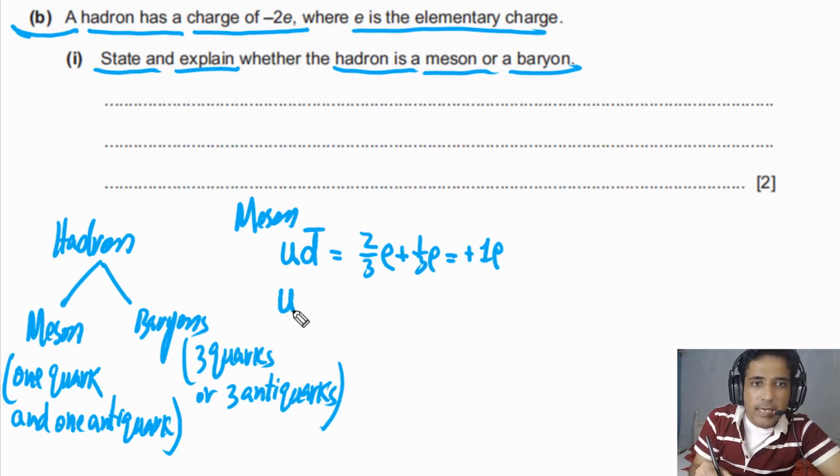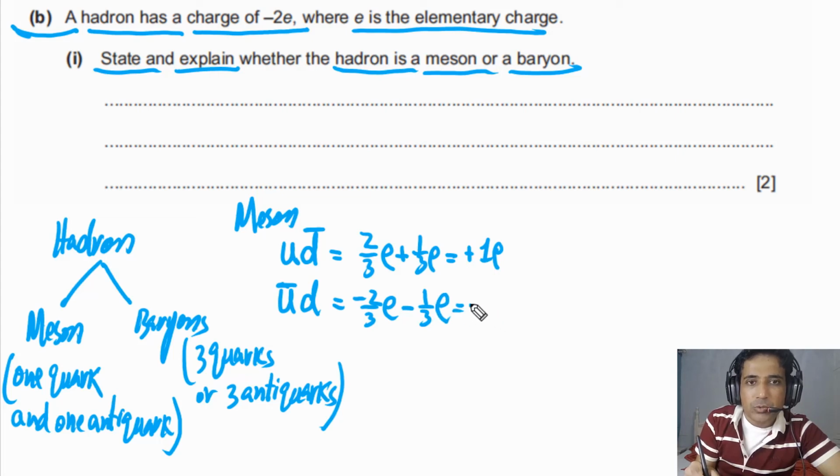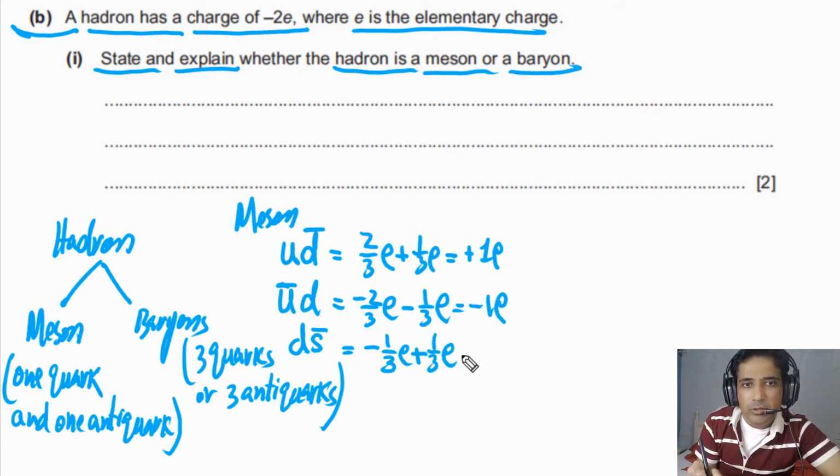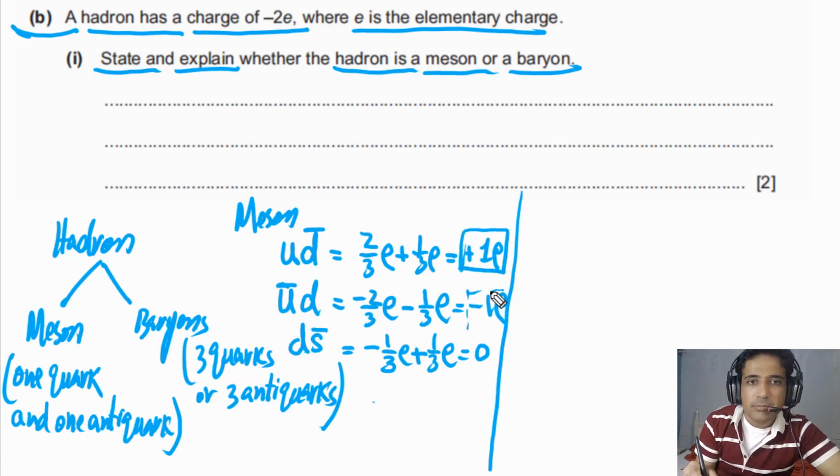Now imagine that we have 1 up antiquark and 1 down quark. In this case, the charge on the up antiquark will be -2/3e and the charge on the down quark is -1/3e. So the total charge will be -1e. Now if we take, let's say, one down quark and one strange antiquark, the charge on the down quark is -1/3e and the charge on the strange quark is also the same as the down quark, but this is a strange antiquark, so the charge will be +1/3e. So in this case, the charge will be equal to 0, meaning no charge. From here you can see the charge on a meson can be a maximum of +1e and a minimum of -1e.